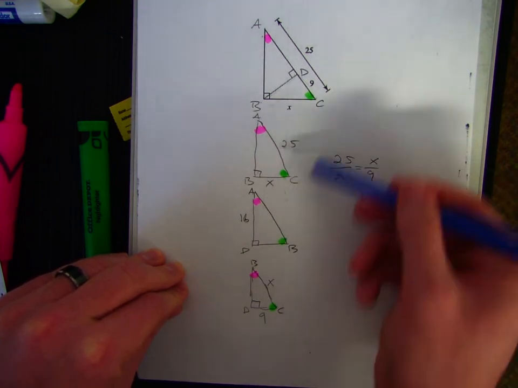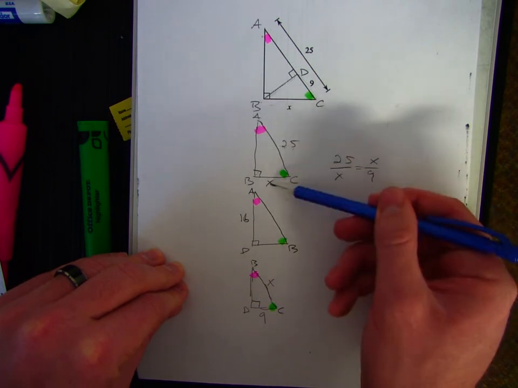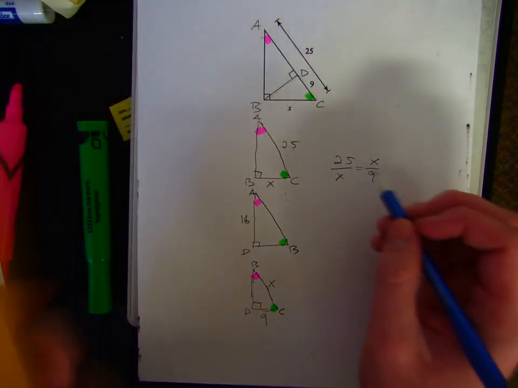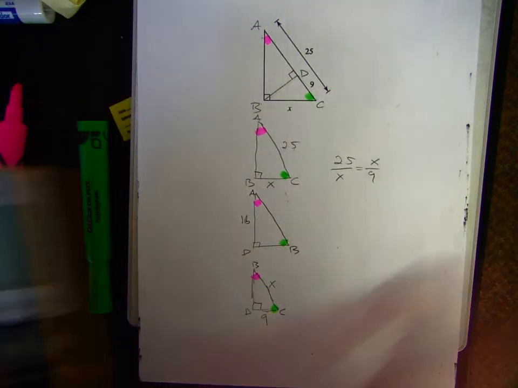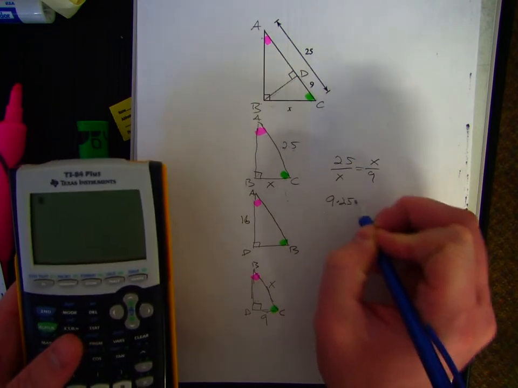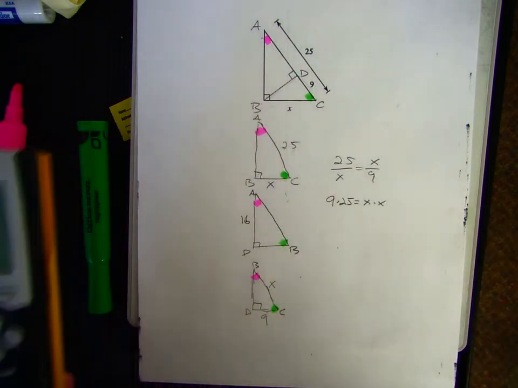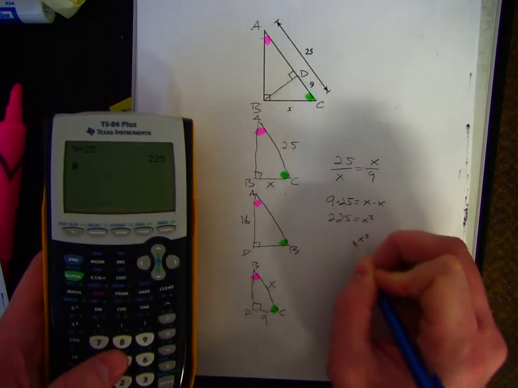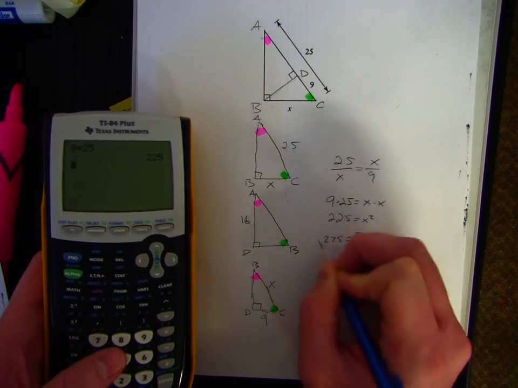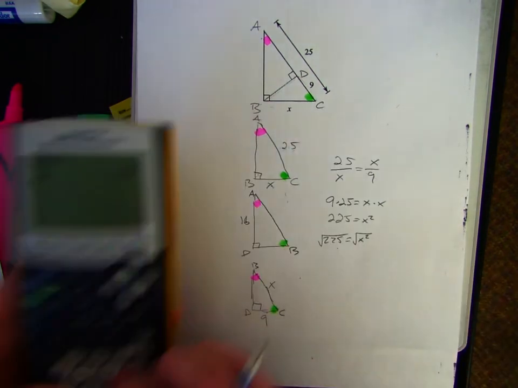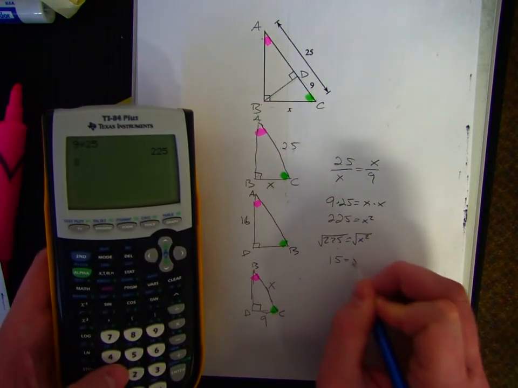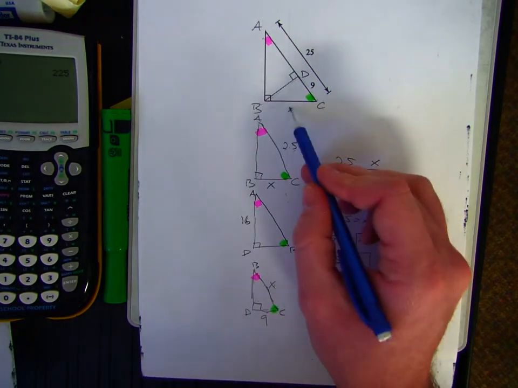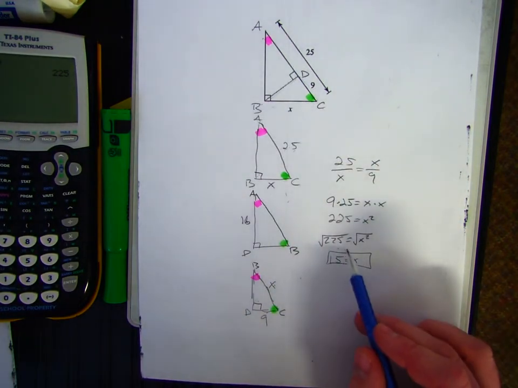I see that 25 over x equals x over 9. Once again, I can see the corresponding sides here. That's how I set my proportion. The hypotenuse over this leg is the same as the hypotenuse over this leg. So to solve this proportion, I'm going to use cross products, or in other words, find the geometric mean of those two numbers. 9 times 25 equals x times x. So I have that 225 equals x squared, and I'm going to take the square root of each side and find that, I believe that's 15, equals x. So that's how we found that x, this missing side length, is 15.